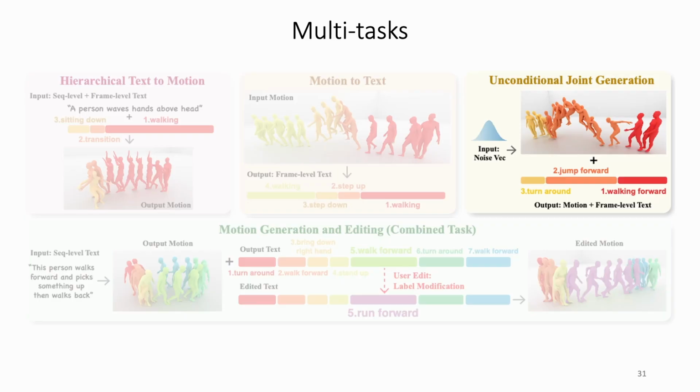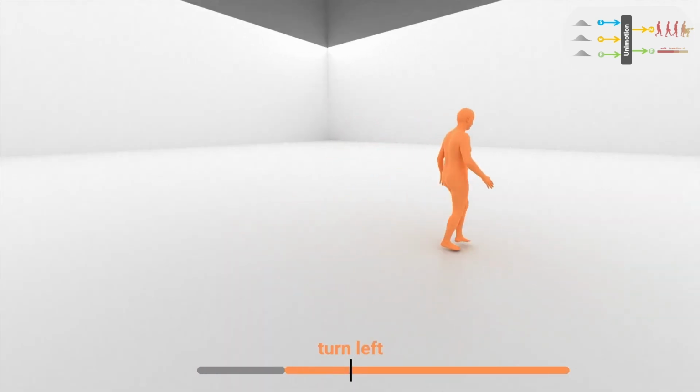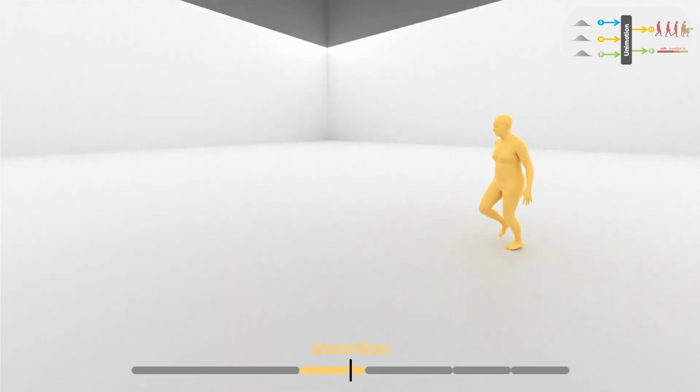Moreover, Unimotion is the first model to achieve unconditional joint generation of motion and text. By conditioning on pure noise, we can simultaneously diffuse both motion and frame-level text, producing novel aligned motions and frame-level annotations.